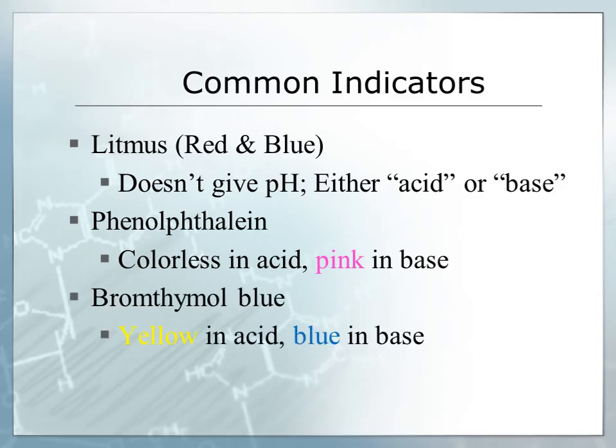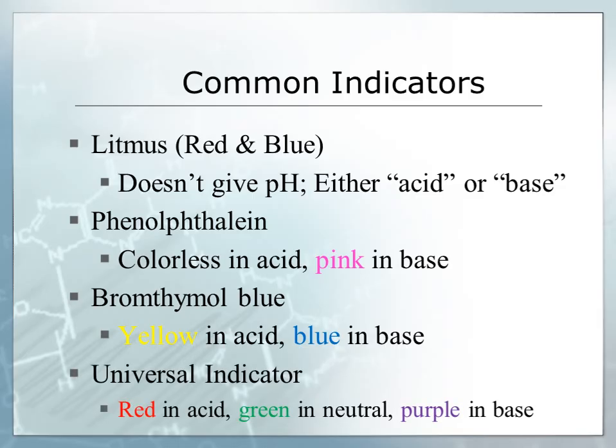Sometimes we can also use Bromothymol Blue as an indicator. Bromothymol Blue will be yellow in an acidic solution, at low pHs, but a blue color at higher pHs or in a basic solution. And then there's an indicator known as universal indicator, and this is actually a combination of several different chemicals that color transition at different pHs.